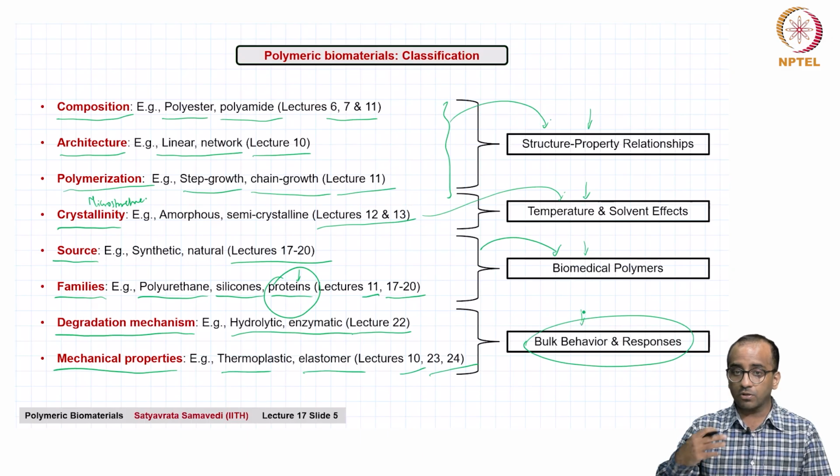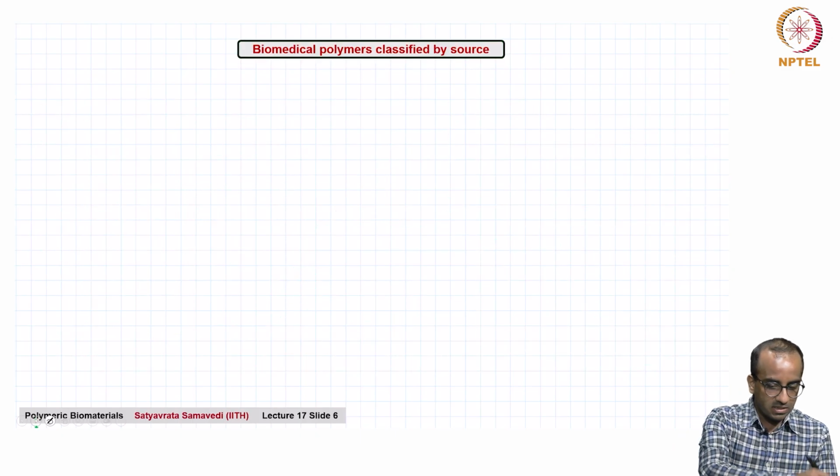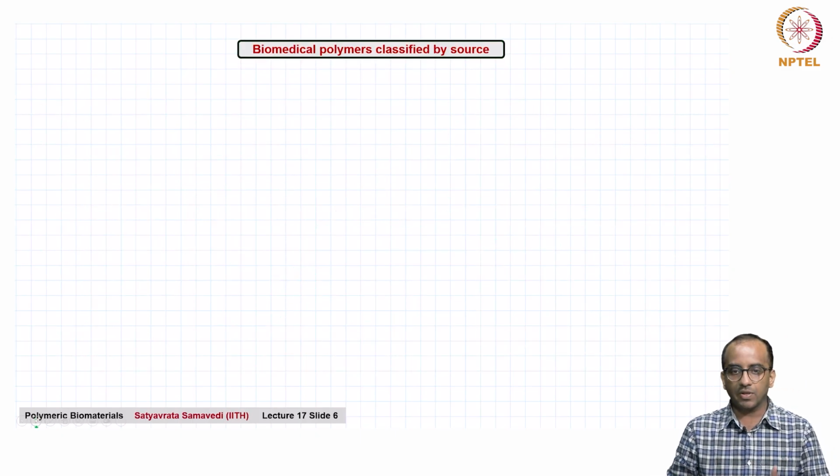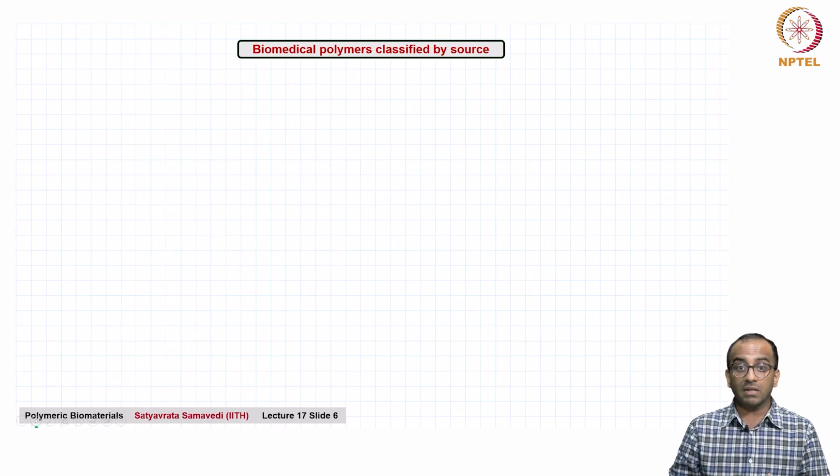So, it is very important to understand how the course builds slowly, starting from structure property, moving all the way towards applications, function, and performance. So, with that stage being set, and this lecture being focused on synthetic biomedical polymers part 1, we will first start off by asking a very broad question.